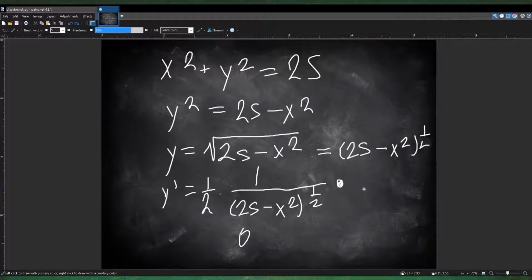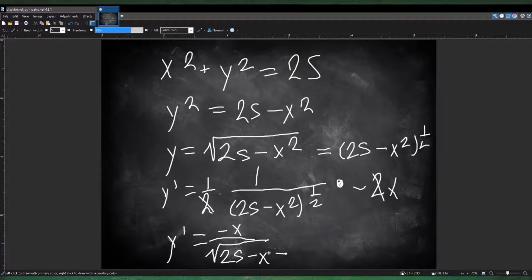So let's just write that down. And then we can simplify this. The 2 here cancels out with this 2, so all we have left is the derivative of y, which is equal to negative x all over, we would write this as a square root again, since the power of 1/2 is just a square root, the square root of 25 minus x squared.